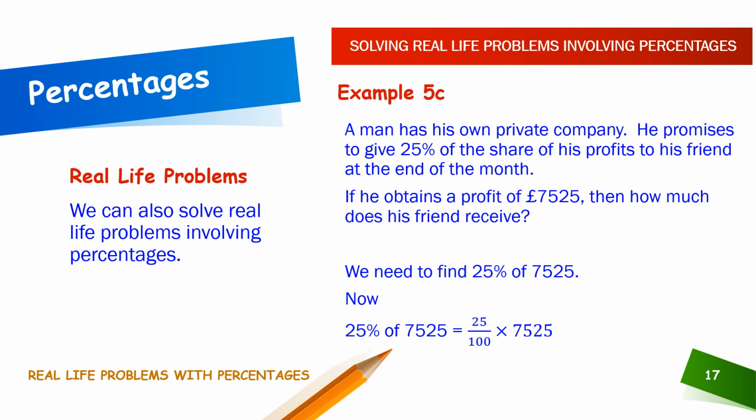So 25% of 7,525 equals 25 over 100, which is 25%, of, which converts to times, 7,525, which stays as it is. And calculating this gives us £1,881.25.